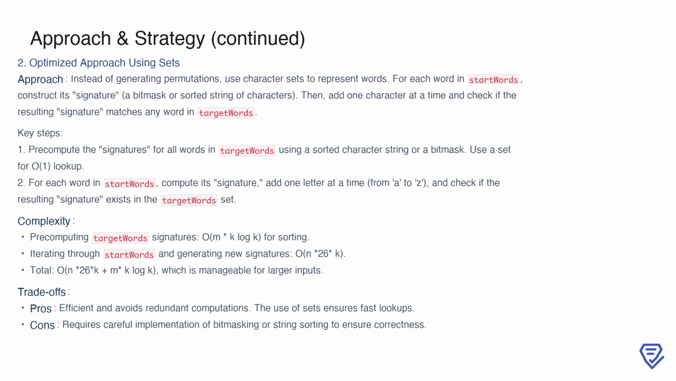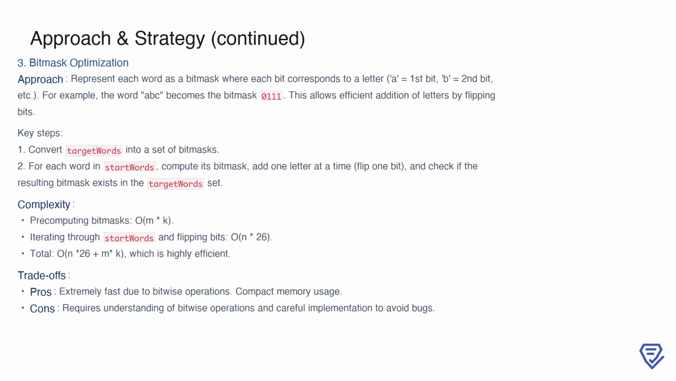The complexity of this method is significantly reduced. Pre-computing the signatures for target words involves sorting, and iterating through start words while adding one letter requires manageable operations. This approach avoids redundant computations and leverages fast set operations, but it does require careful implementation to ensure the signatures are consistent and accurate. To make the solution even more efficient, we can use bitmask optimization.